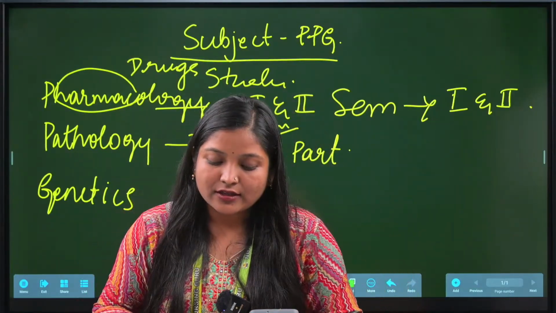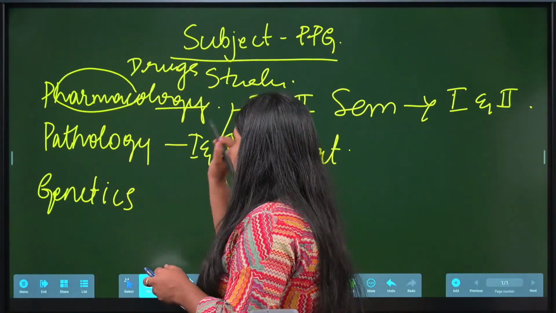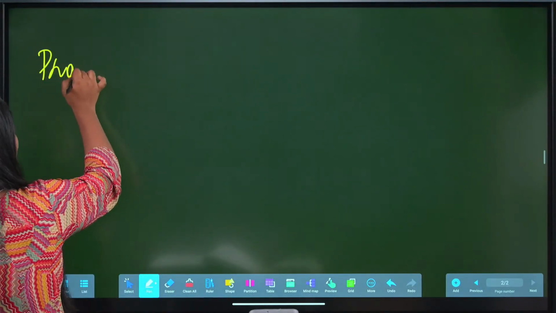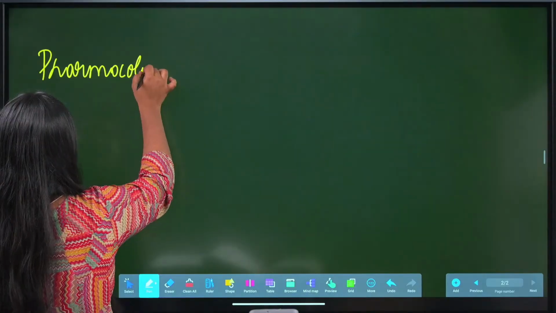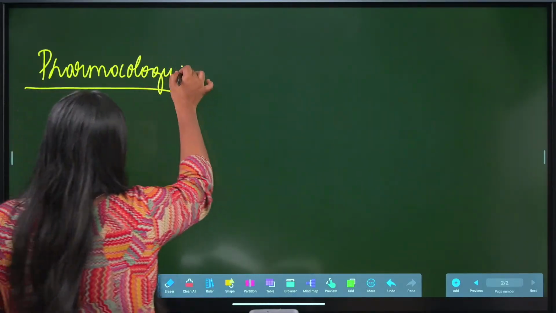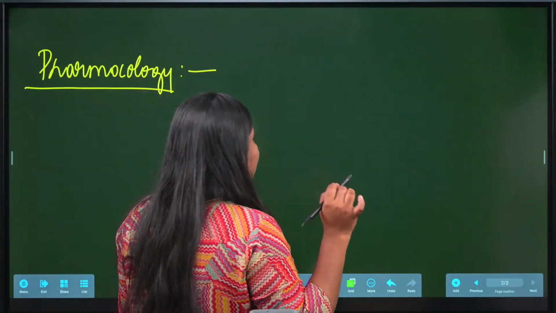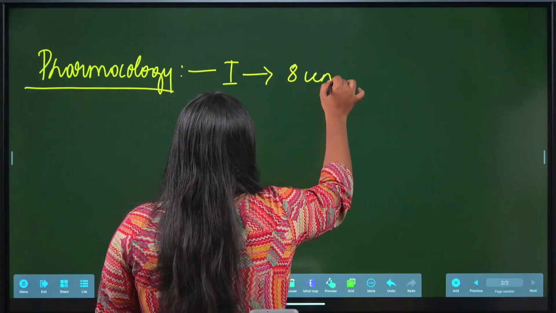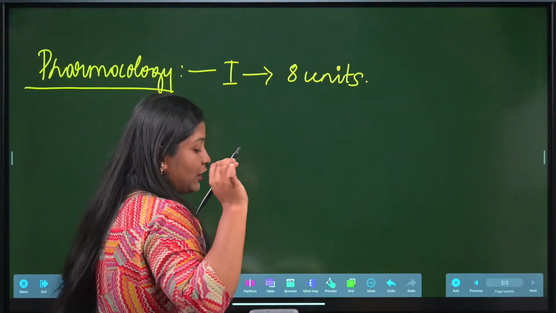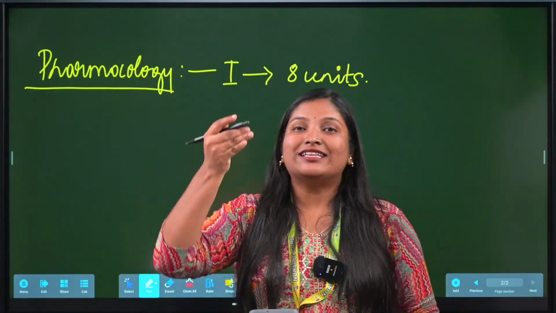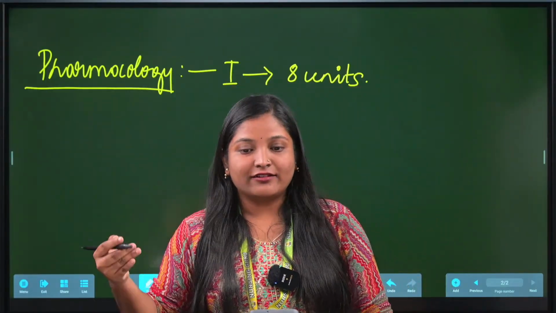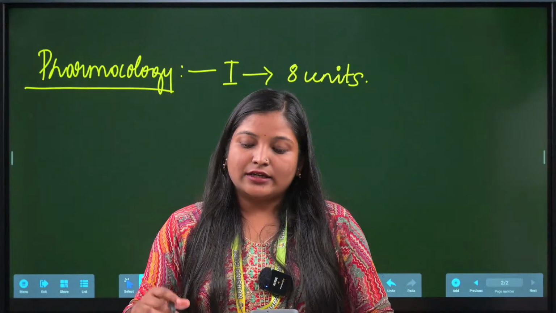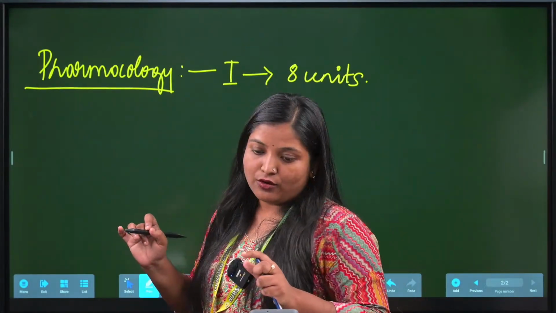Let me take the subjects one by one. Pharmacology first has 8 units, and in these 8 units you have to study pharmacology thoroughly. Each and every unit is designed based on drugs only. Now listen, in the first unit we have an introduction to pharmacology.